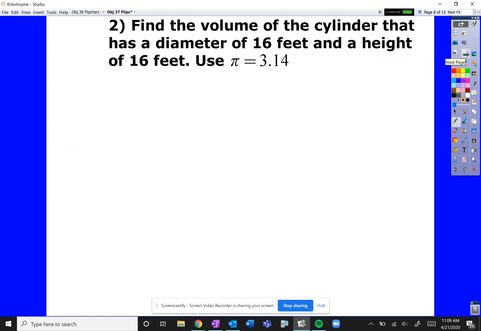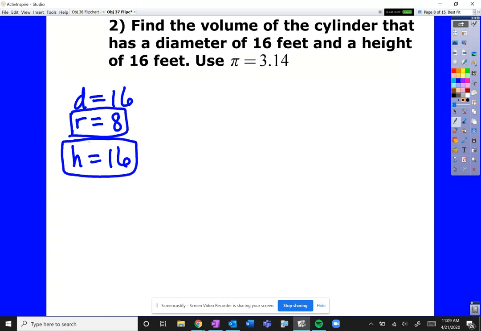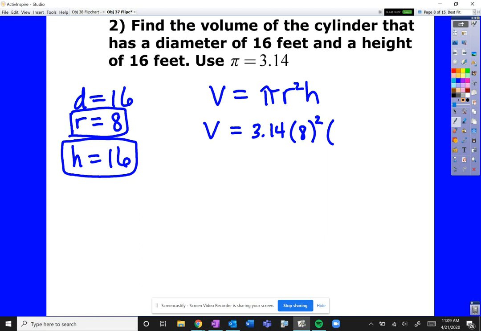Find the volume of a cylinder that has a diameter of 16 and a height of 16. Use 3.14. Well, we know that the volume formula only uses radius. So if the diameter is 16, we need to take half of that, use the radius. There we go. We have r and we have h. Volume is pi r squared times h. Replace 3.14. The radius is 8 squared times the height 16.